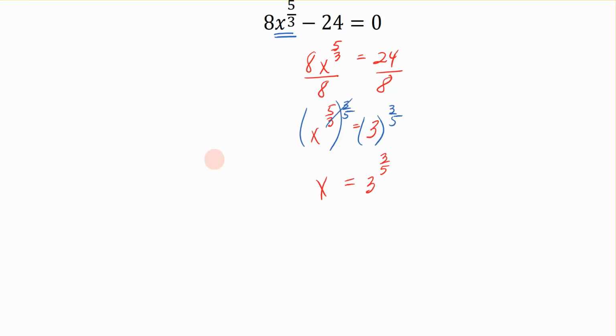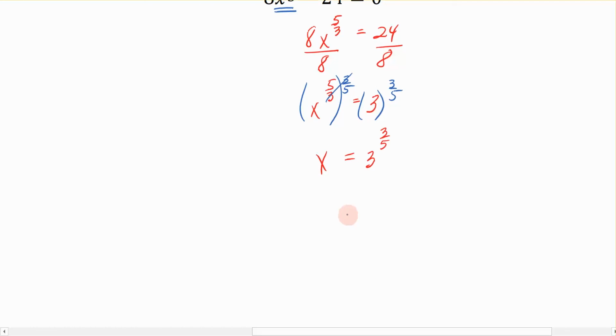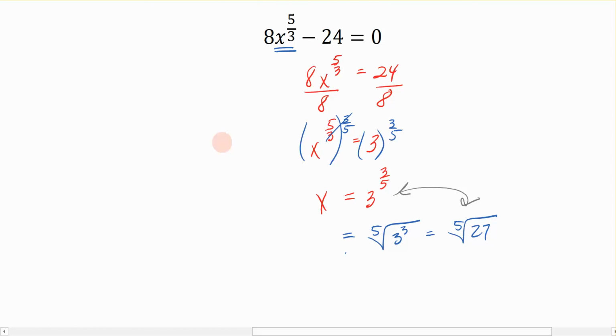Now, 3 to the 3/5 is the same thing in its radical form as the 5th root of 3 cubed, which is really the 5th root of 27. It doesn't do me any good to change it from its radical into its rational form because I cannot take the 5th root of 27 and get a more simplified answer. So 3 to the 3/5 is the solution I'm looking for, and you can always plug it into our original equation and see that yes indeed this is the solution that I wanted.